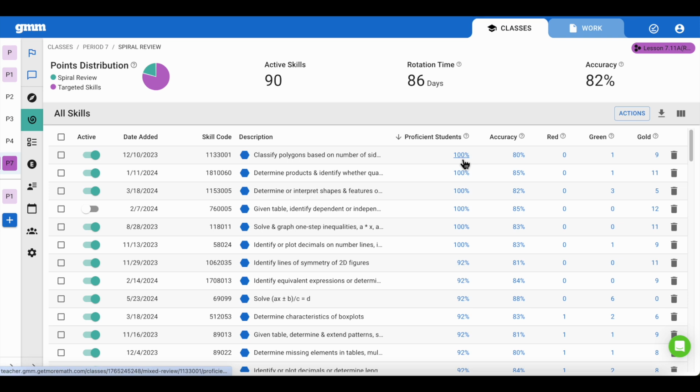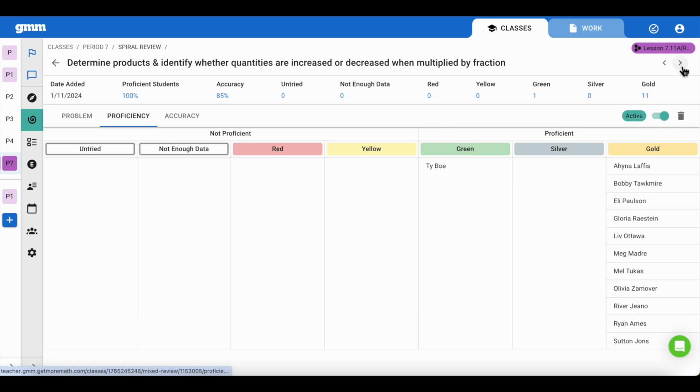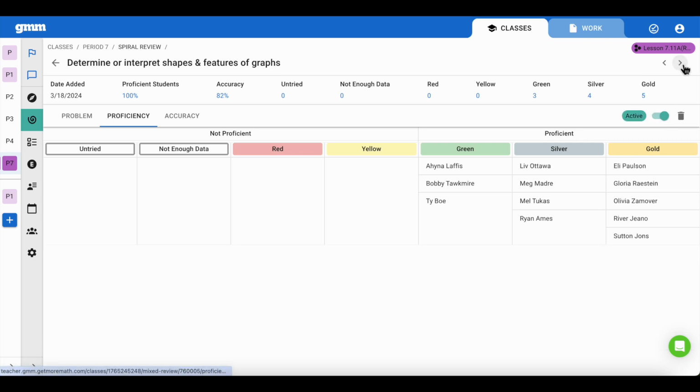By deactivating skills in Spiral Review, teachers help students lower their rotation time and improve proficiency. Pruning Spiral Review provides greater focus on skills that are vital to the course or may be found on state assessment.